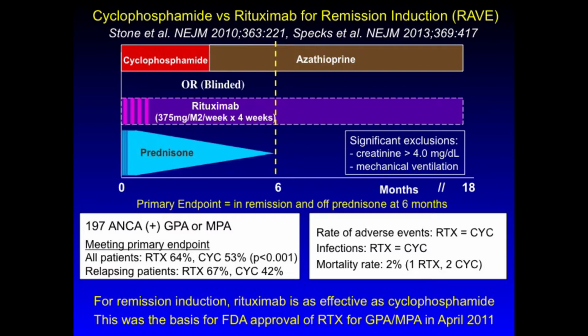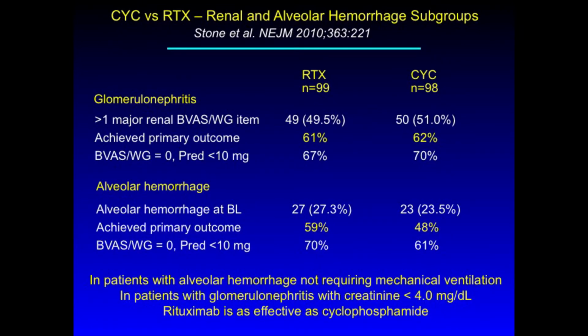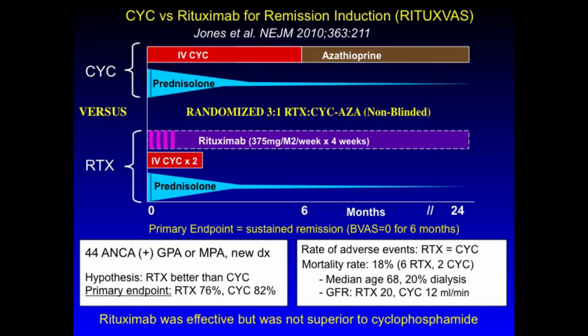And in this study, patients were randomized to either receive cyclophosphamide going to azathioprine or rituximab that was given at a dose of 375 milligrams per meter squared per week for 4 weeks. This study did enroll patients who had severe disease, although that did exclude those that, again, were the sickest of the sick in terms of rapidly progressive glomerulonephritis with a creatinine of greater than 4, or people who had alveolar hemorrhage requiring mechanical ventilation. At the primary endpoint, which was being in remission and off prednisone in 6 months, rituximab was found to be as effective as cyclophosphamide.